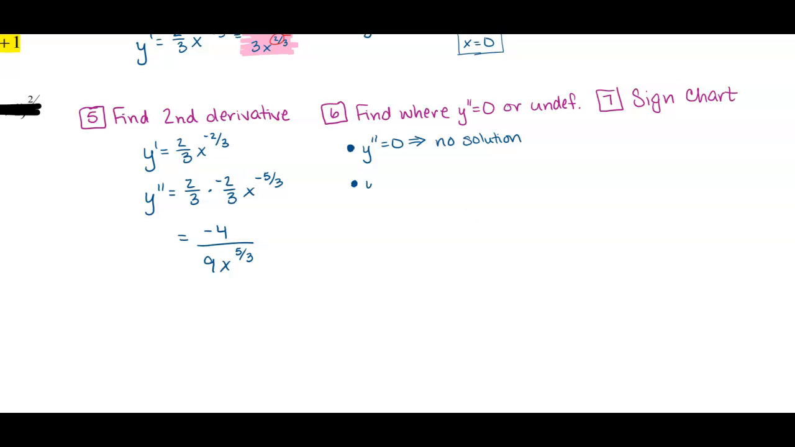And then let's see, the other one is for the second derivative to be undefined, and that will require 9x to the 5/3 to be equal to 0. Whoops, that's a 3. And that only happens if x is 0, so I have just one point here. They're not called critical points. I wish they had a name, but they don't. And I'm going to put 0 on there.